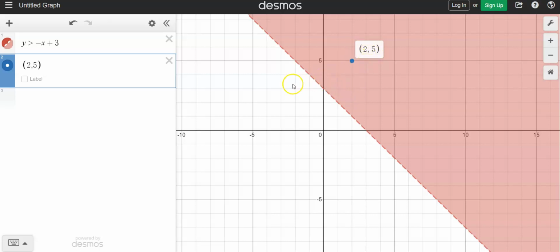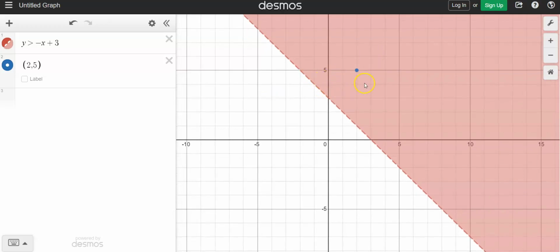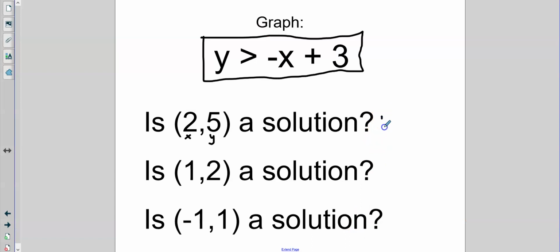So when we're thinking about what is a solution to this inequality, we're thinking, is it included in the shaded region? So for (2, 5), the answer is yes. That point is included in the greater than the line part of the graph. It is included in the solution. So if it's in the shaded area, yes, it is a solution. So we're going to say yes.